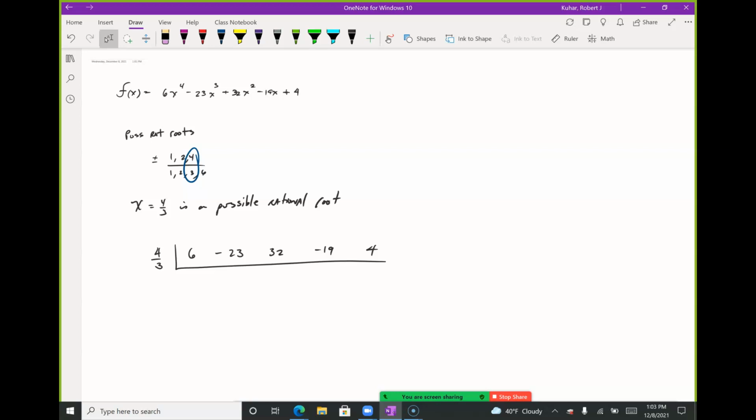Oh no, this was way earlier. We were asking about difference quotients. You're right about the difference quotient. I'm sorry. Theory about the possible rational roots.